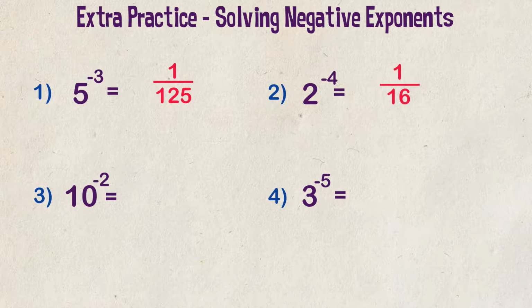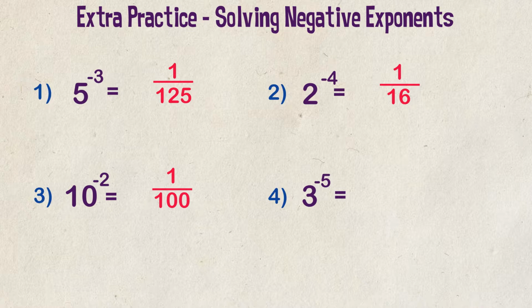Example 3. Solve 10 to the negative 2 power. 10 becomes 1 over 10, and the negative 2 becomes positive 2. We know that 10 squared equals 100, so the answer is 1 over 100.